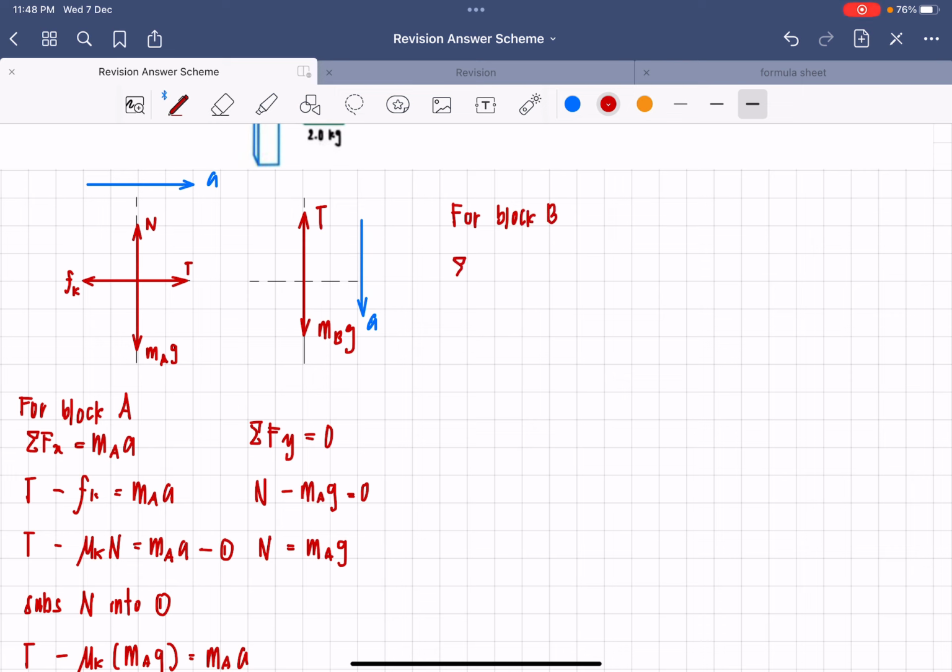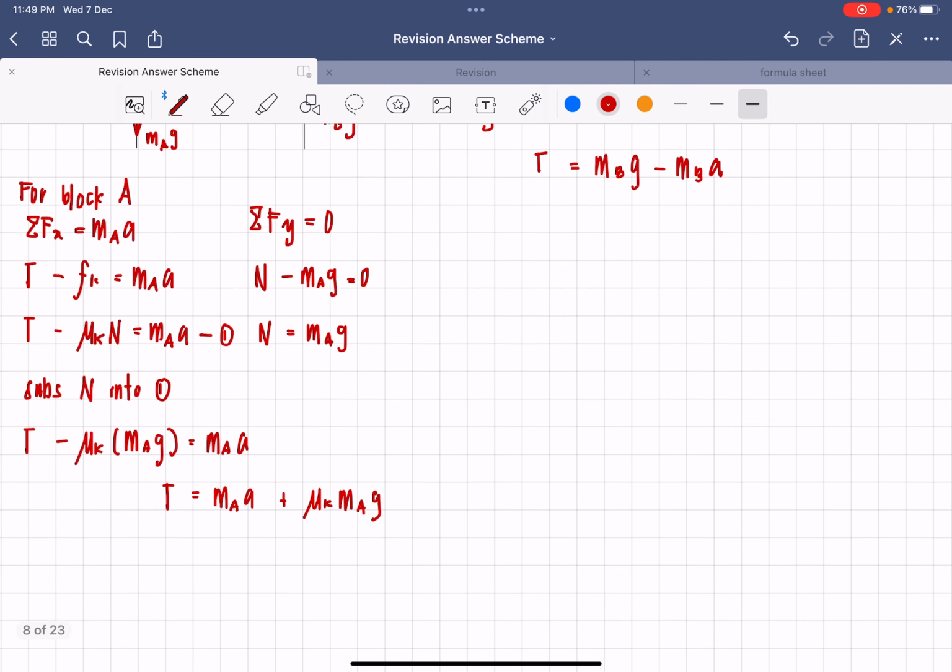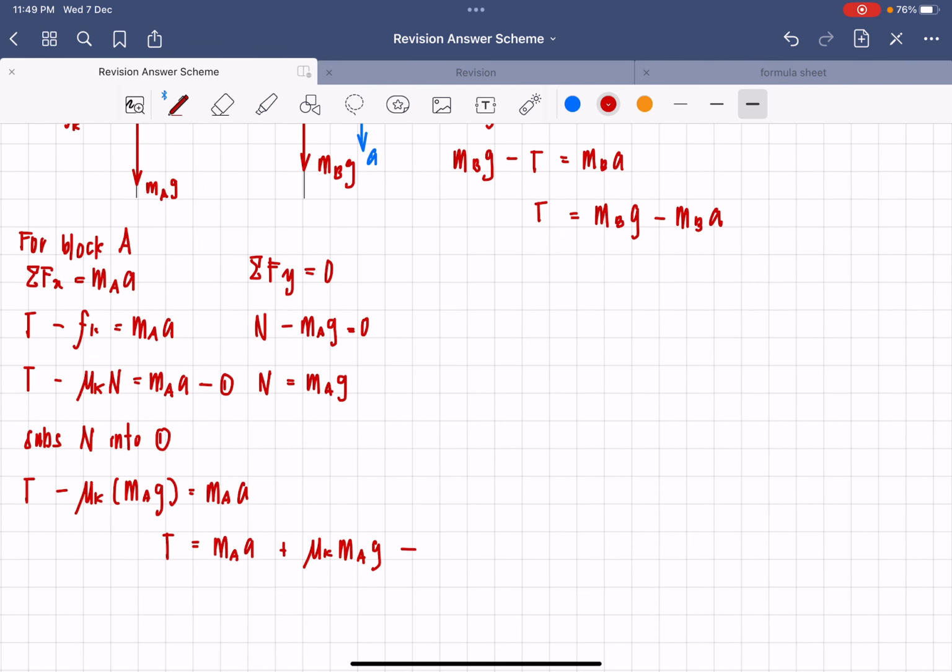So for block B, we just take the y component. We are just going to focus on the y component. So this is going to be m_B a. And the weight force is positive because it follows the direction of acceleration. Minus T. So this is m_B a, which is then equal to m_B g minus T. Okay, so now we can substitute. This is equation 2.